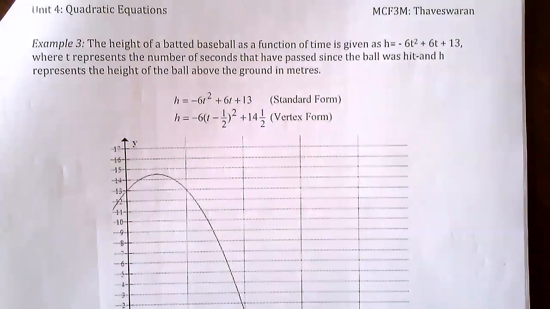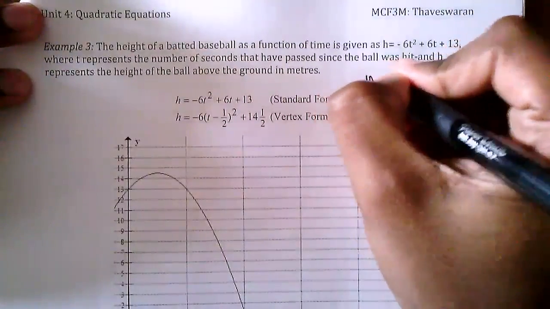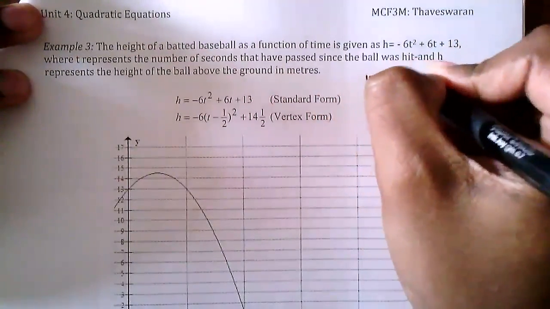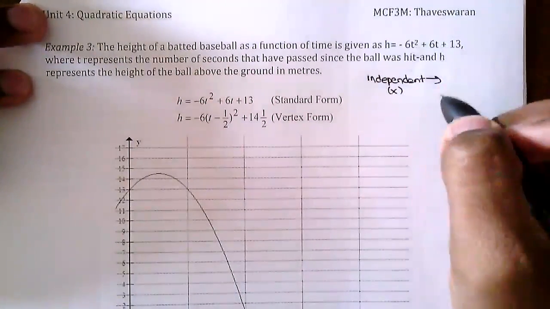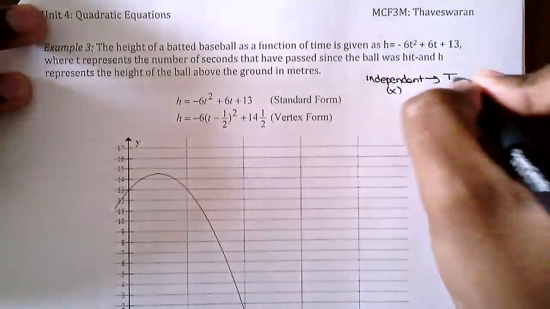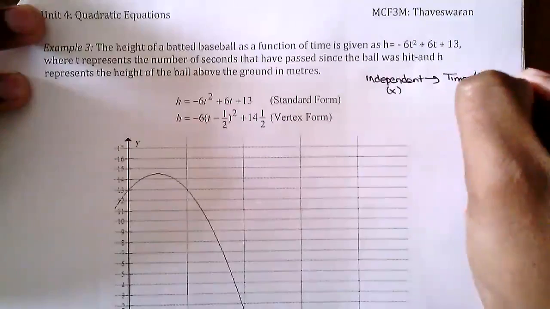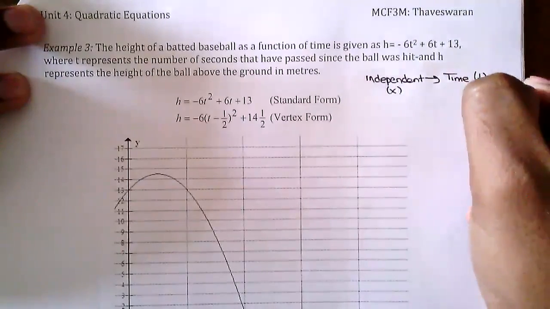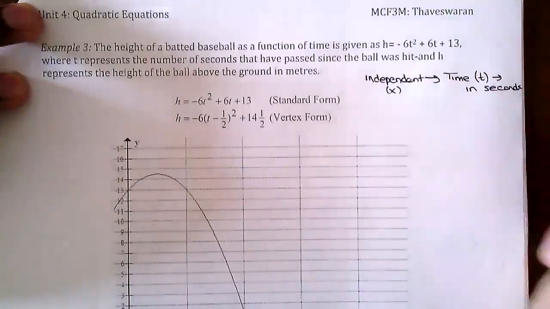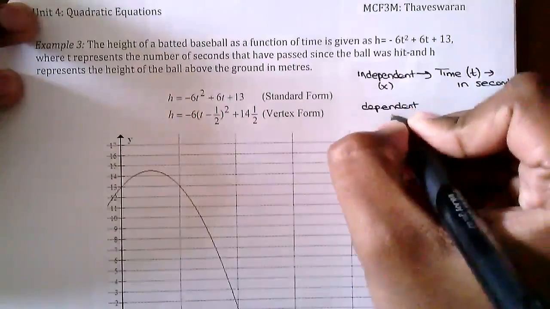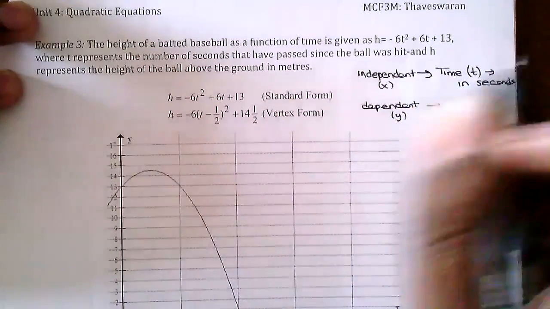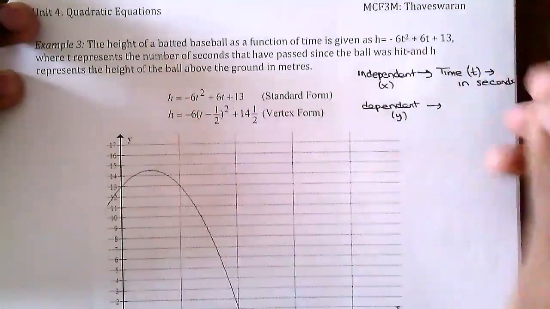So again, we have a new scenario. The first thing you always want to do is define your variables so that you know what you're working with. We have our independent, or our x variable. From our equation, we see that x has been replaced with t again, so that represents time. It's represented as t, and again, specify the units, so in seconds. And then we have our dependent, which is y, and in this case, again, it's h, the height above the ground in meters.